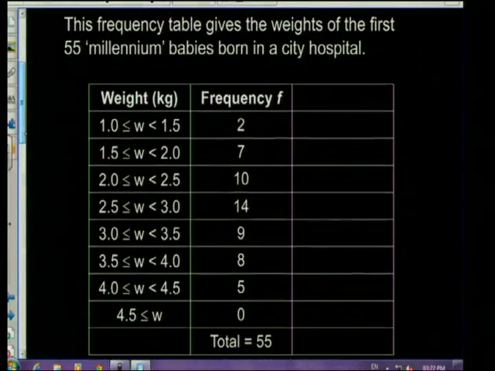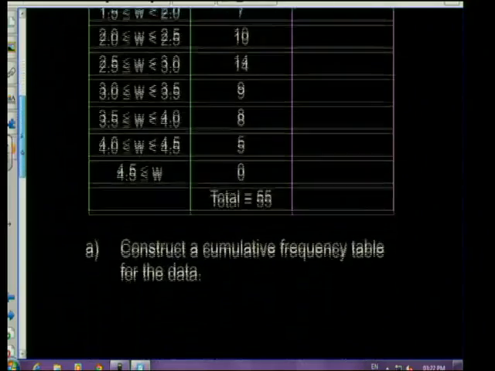I've got a frequency table, and this frequency table gives the weights of the first 55 millennium babies born in a city hospital. And the really nice thing is I can see the total at the bottom of the frequency column. And then over here, these are intervals. So these are different weight intervals, so anything between 1 and 1.5, between 1.5 and 2.0, and so on. And so generally for continuous data, like we have here, we put in intervals and it's grouped. So let's find our questions.